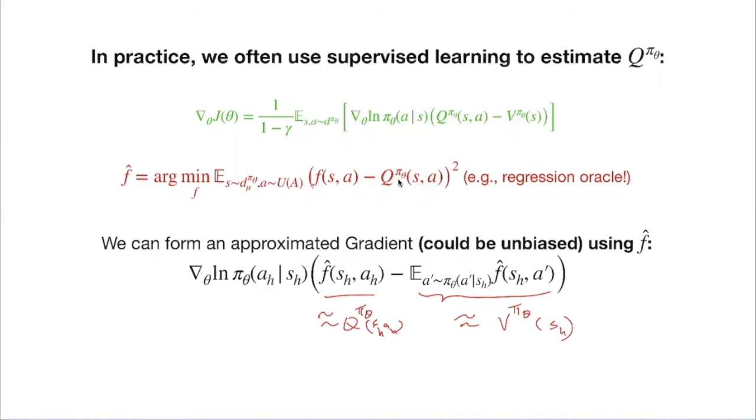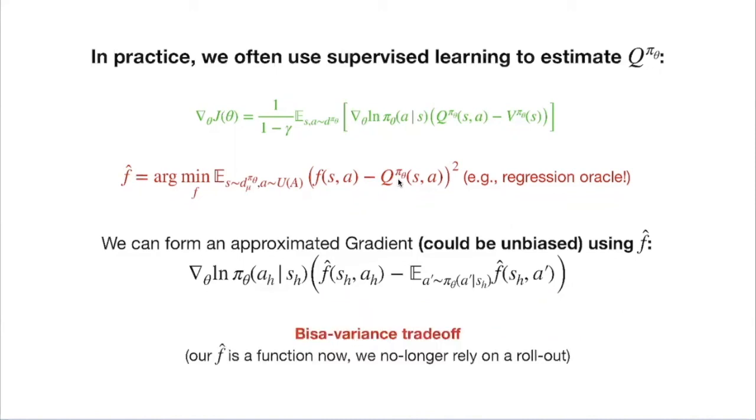Now this is probably no longer unbiased because it relies on my estimator F hat. But the nice thing is that once we get this F hat, we don't need to rely on any roll out. We don't need to roll out at the current S, A all the way to the end and sum these rewards together, which could be a very high variance process. Now we just replace a roll out by a simple function call. F is a function now, rather than a roll out. So we don't do a roll out anymore in this expression.